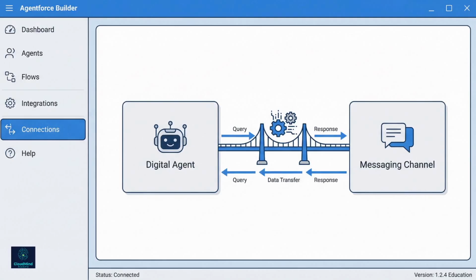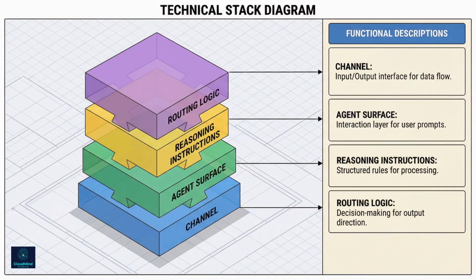In Agentforce, a connection is the bridge between an agent and a channel. You create connections in the Connections panel inside Agentforce Builder. Every connection bundles together the channel itself, an agent surface, instructions for reasoning, and, when needed, routing logic. So if you ever see an exam question asking how an agent is deployed to a channel, your starting point is always the same. You add a connection in Agentforce Builder.